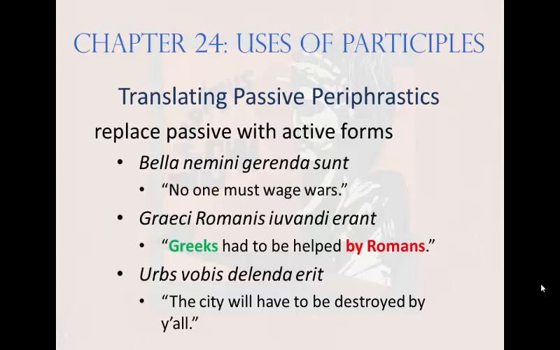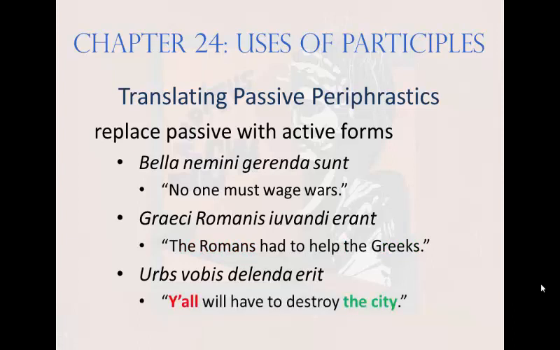Next sentence. Graeci Romanis iuvandi erant. Literally, the Greeks had to be helped by the Romans. Make the subject the direct object, and make the agent the subject. The Romans had to help the Greeks. Last sentence. Urbs vobis delenda erit. The city will have to be destroyed by y'all. Make it active. Y'all will have to destroy the city.